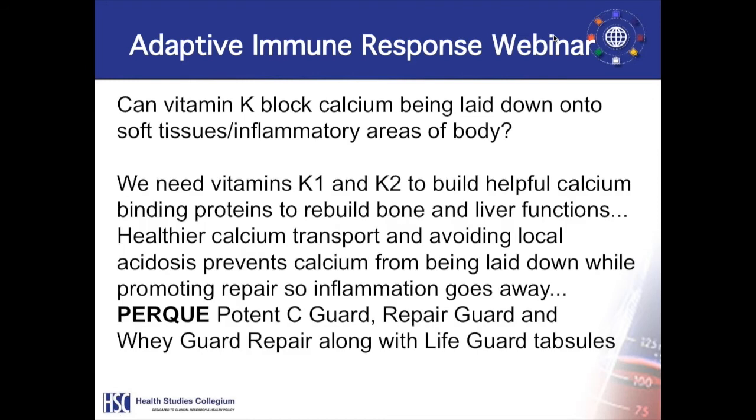Well, we need two different forms of vitamin K. We need K1 and K2 to build helpful calcium binding proteins to rebuild bone and liver functions, because healthier calcium transport while avoiding local acidosis prevents calcium from being laid down while promoting repair, so inflammation goes away.